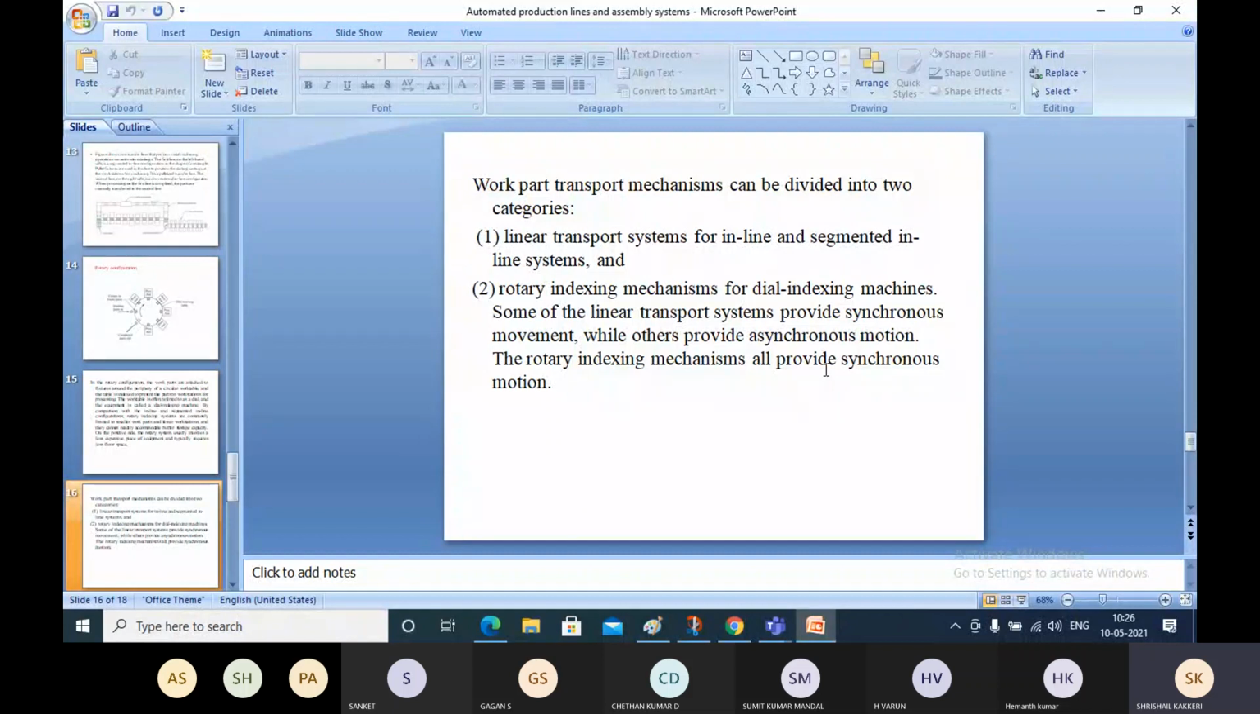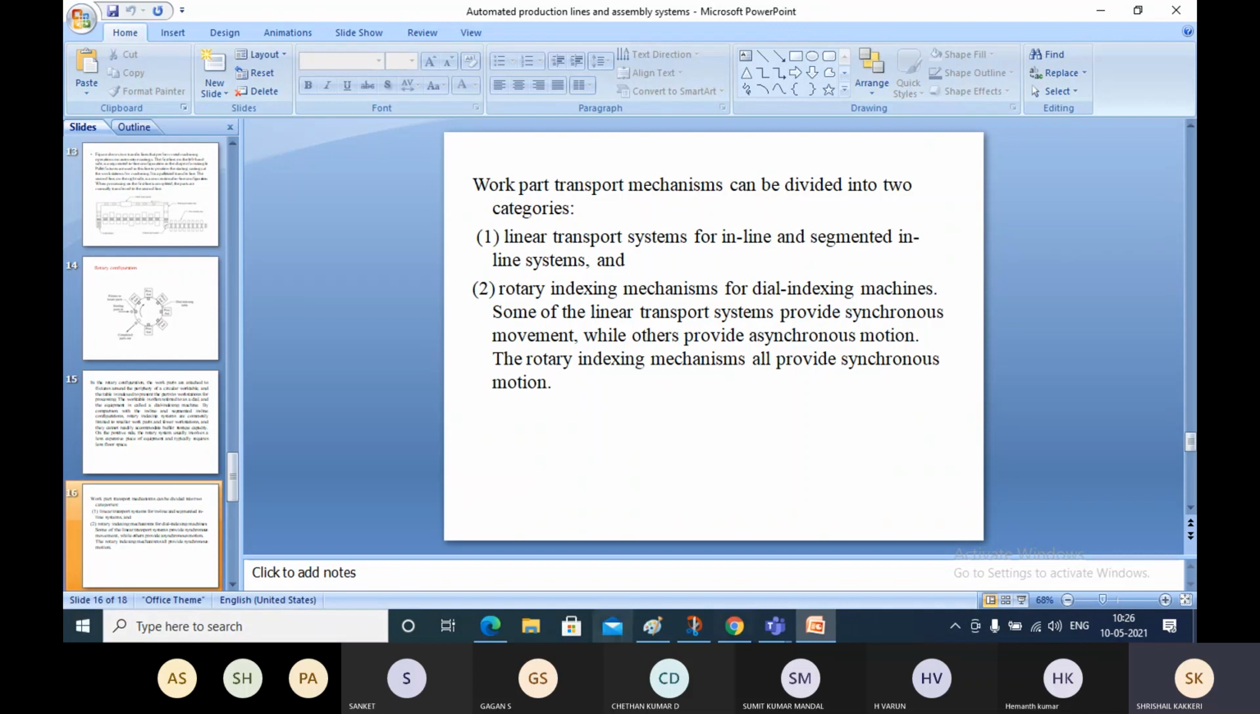The linear transfer systems will be belt conveyors, roller conveyors, chain conveyors; all these will come under the linear transport systems. On these linear conveyors, fixtures will be used to hold the work. The fixtures are specifically designed for these work parts, based on the shape of the work part, because while it is transferring from one station to another station, it should not fall down and it should not reorient its position. So the fixtures are the work part holding devices used on the conveyors. And another one is the rotary indexing mechanism, the dial indexing mechanism; this I have already discussed.